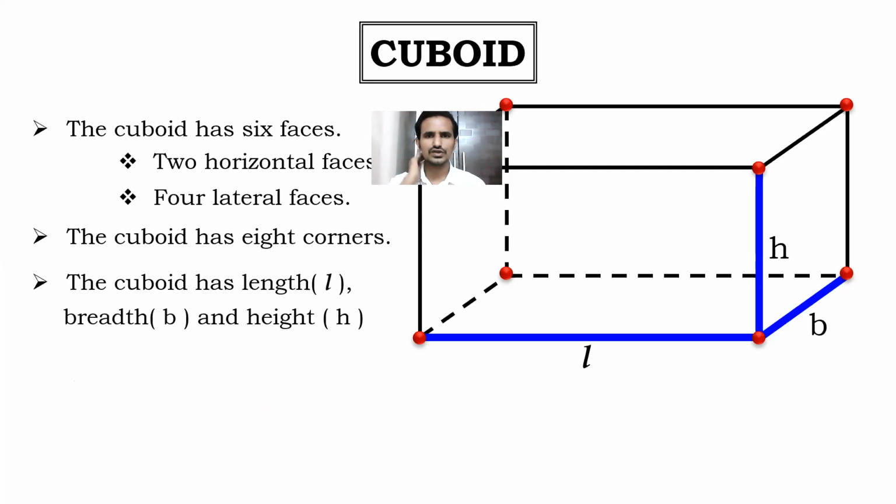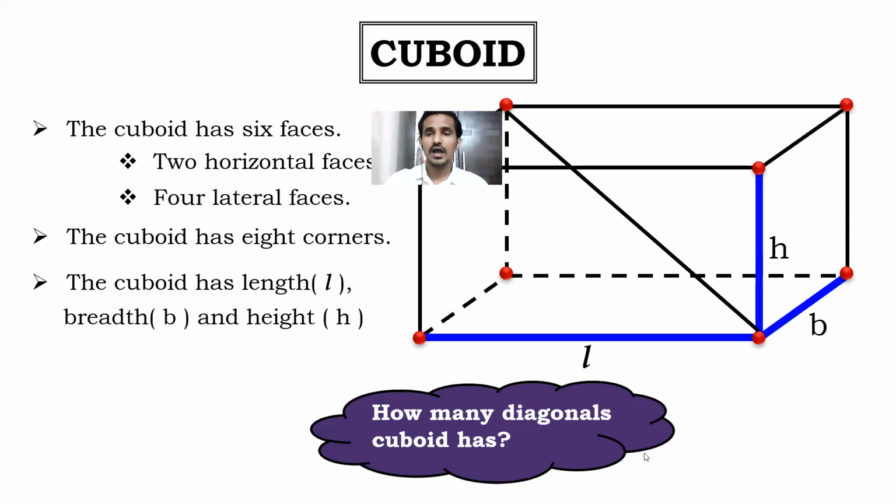The cuboid has 3 dimensions: length, breadth, and height. In any calculation of a cuboid, we need to know length, breadth, and height, and then we can find out its area and volume. When it comes to the diagonal, now look at this line, this slant line that I have drawn.